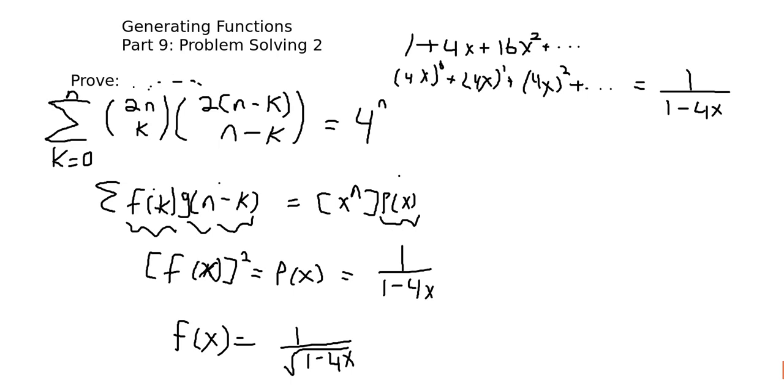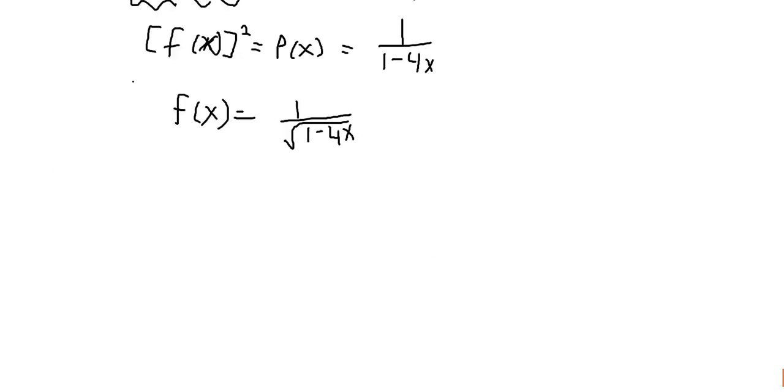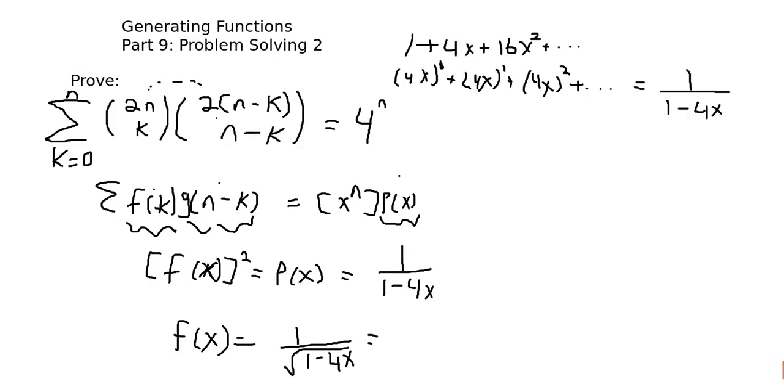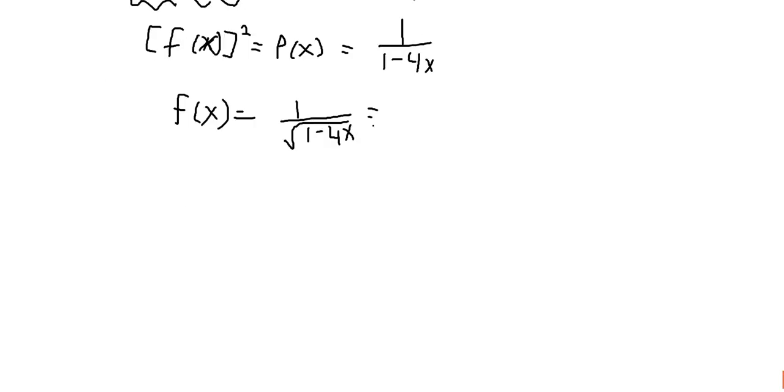Alright, so how can we do that? Well, in the same video where I introduced this convolution sum, I also showed what the negative, or generalized, binomial theorem is. And so what we have here is 1 minus 4x to the negative 1/2.